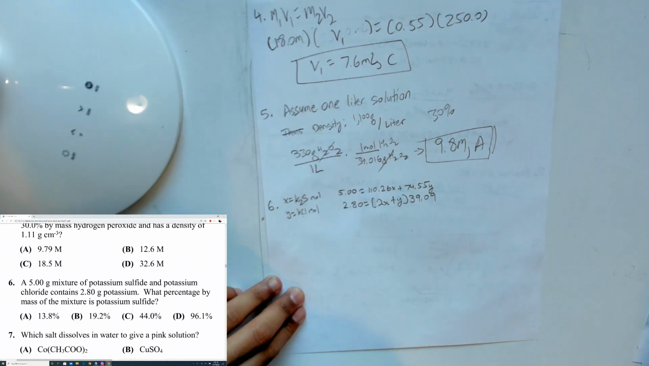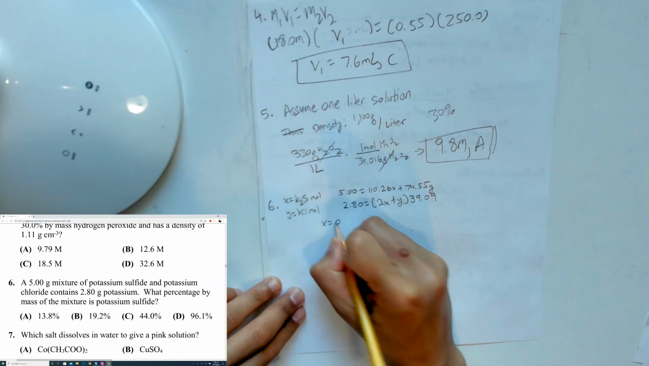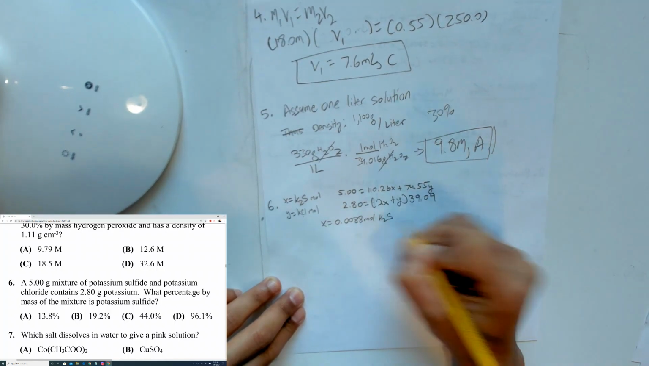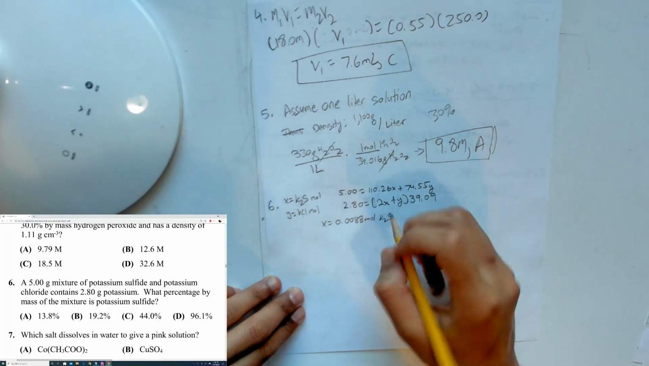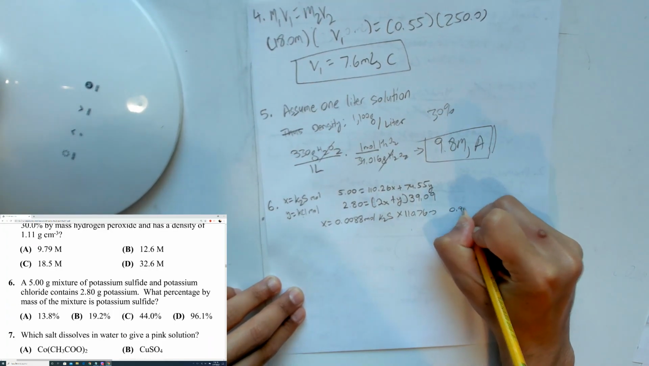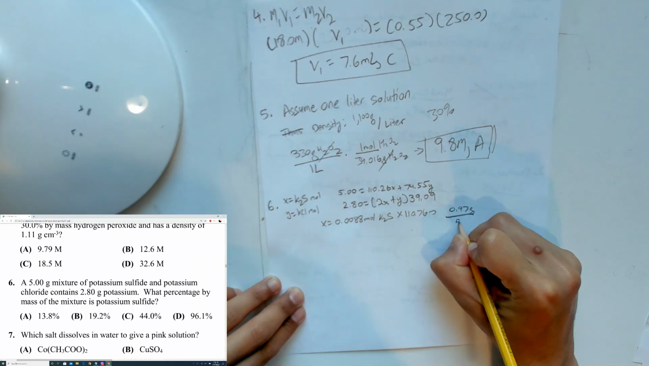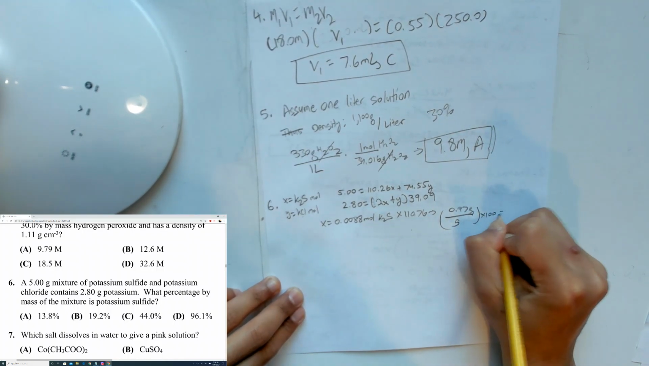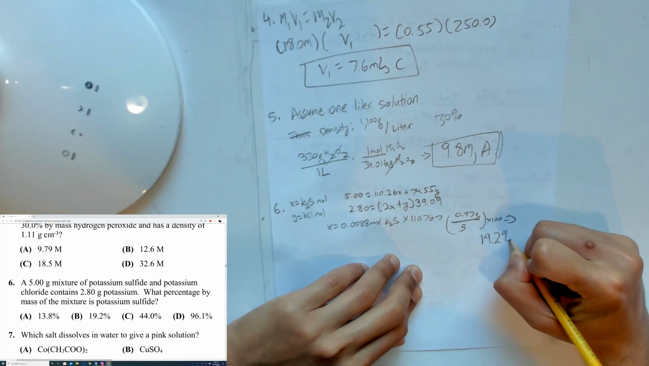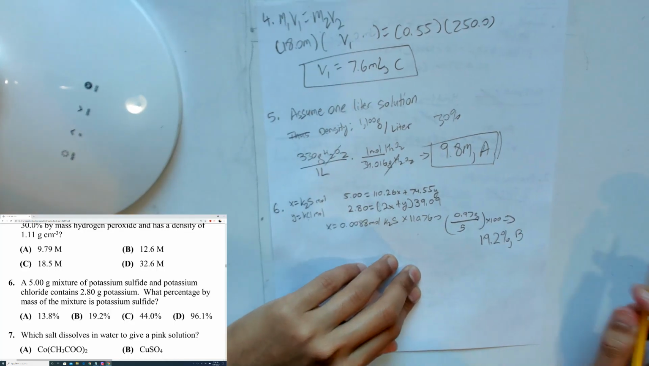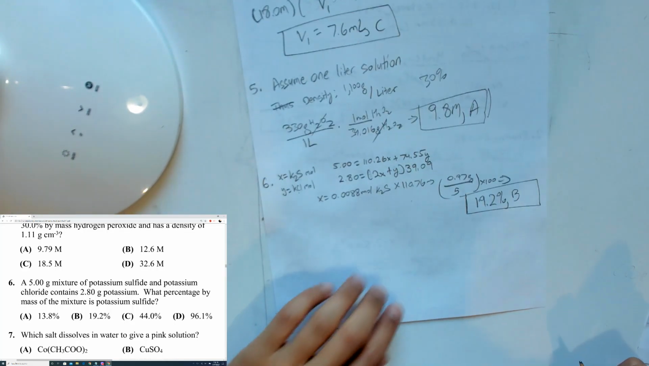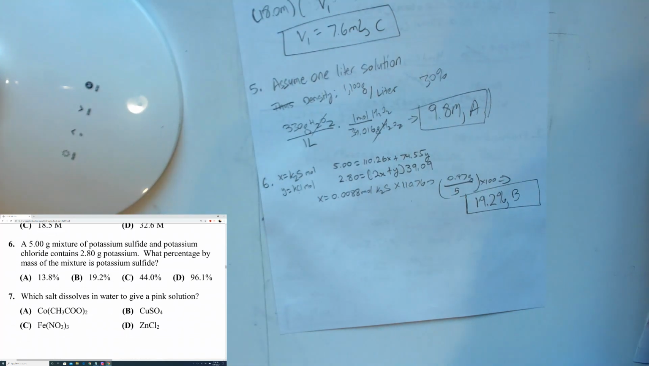Now, if you solve the system of equations, you'll get x equals 0.08 mole of potassium chloride. And if you multiply this by the molar mass, you'll get 0.97 grams. And if you divide that by 5 times 100, you will get 19.2%, or B. So this is a little different problem. So now moving on to the quick and easies.